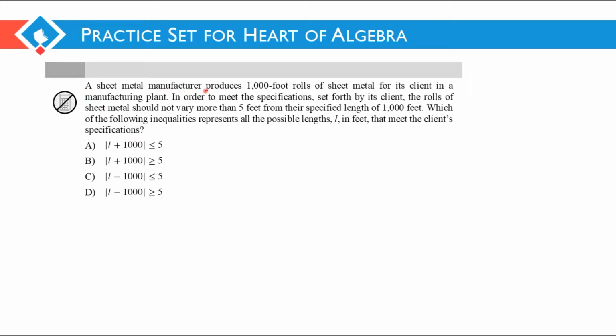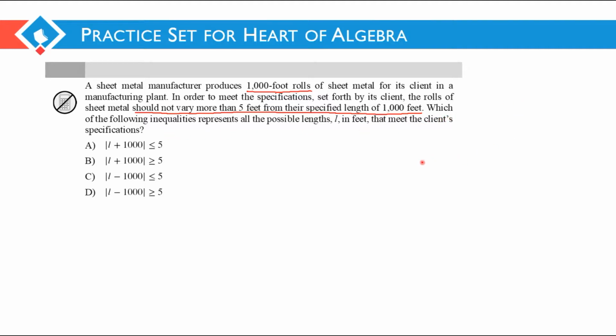A sheet metal manufacturer produces 1,000-foot rolls of sheet metal for its client in a manufacturing plant. So we're looking at 1,000-foot rolls. In order to meet the specifications set forth by its client, the rolls of sheet metal should not vary more than 5 feet from their specified length. So should not vary more than 5 feet from their specified length of 1,000 feet. Which of the following inequalities represents all the possible lengths L in feet that meet the client's specifications?